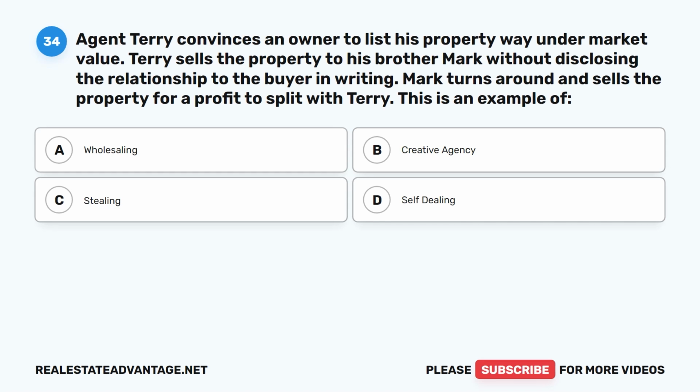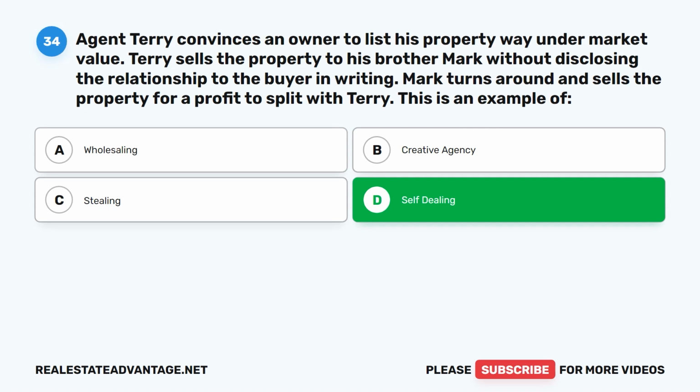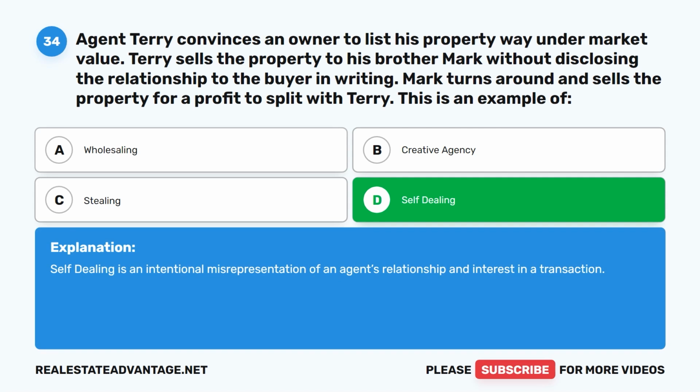Question 34. Agent Terry convinces an owner to list his property way under market value. Terry sells the property to his brother Mark without disclosing the relationship to the buyer in writing. Mark turns around and sells the property for a profit to split with Terry. This is an example of A. Wholesaling, B. Creative agency, C. Stealing, D. Self-dealing. The correct answer is D. Self-dealing. Self-dealing is an intentional misrepresentation of an agent's relationship and interest in a transaction.